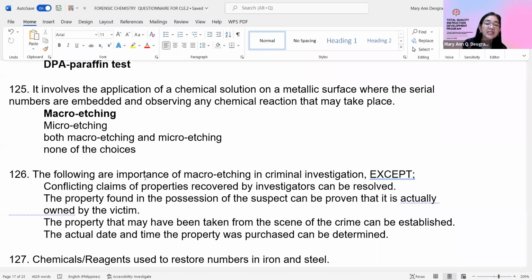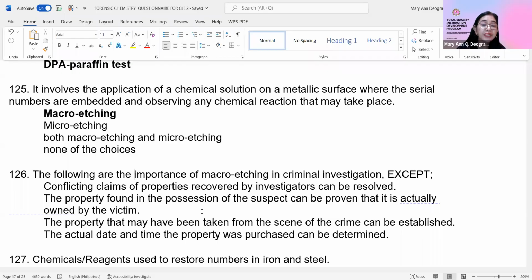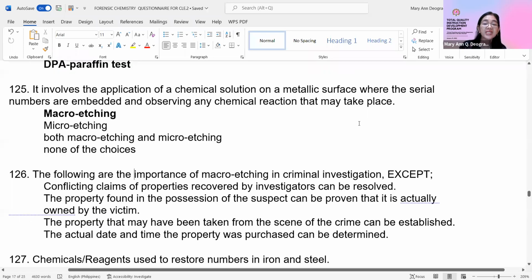The following are importance of macro etching in criminal investigation except: A, conflicting claims of properties recovered by investigators can be resolved. B, the property found in the possession of the suspect can be proven that it is actually owned by the victim. C, the property that may have been taken from the scene of the crime can be established. D, the actual date and time the property was purchased can be determined. Okay, macro etching. Which of these statements is incorrect?